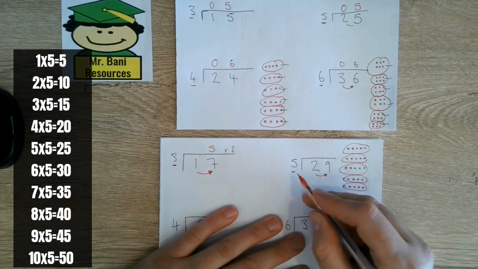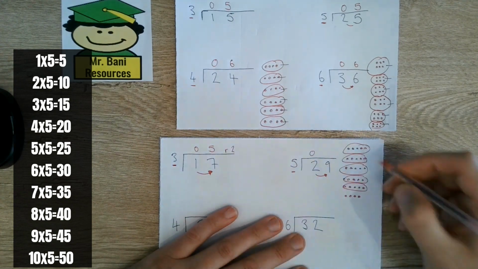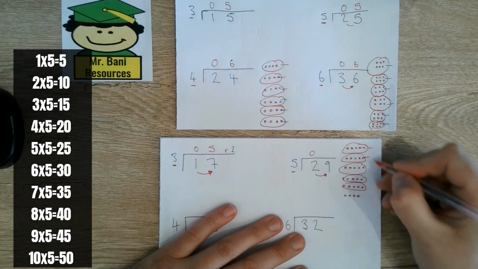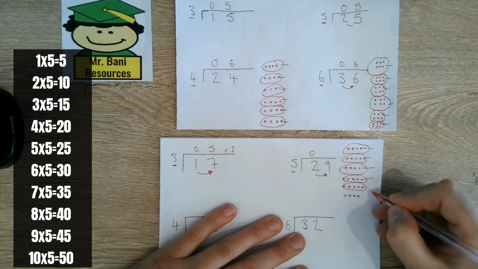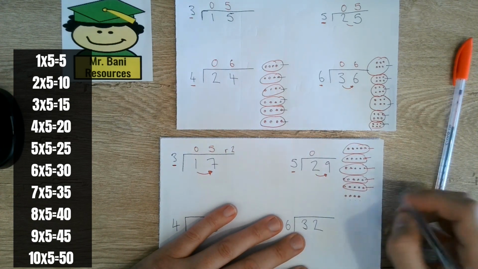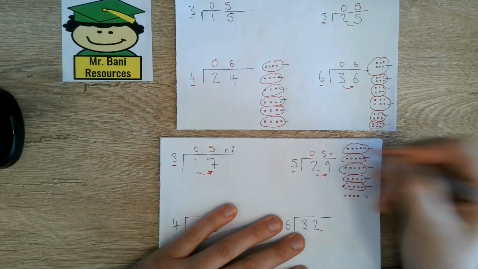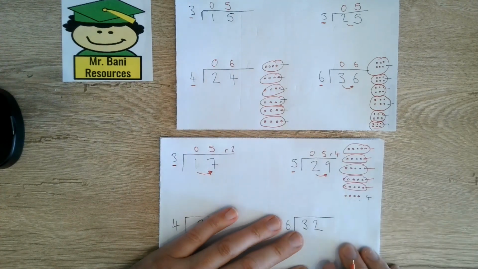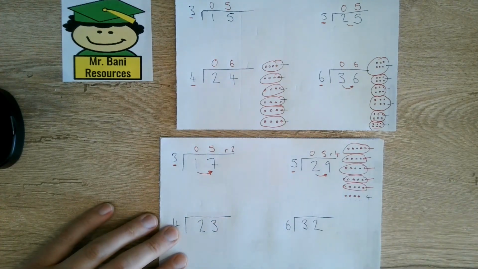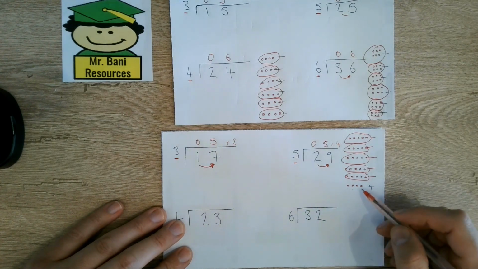So let's find out how many 5s go into 29. 1, 2, 3, 4, 5. With how many remaining? 4 remaining. So the answer is 5 with how many remaining? 4. Now it's so much easier to explain, I feel, when I do it visually. Does that make sense? Yeah.